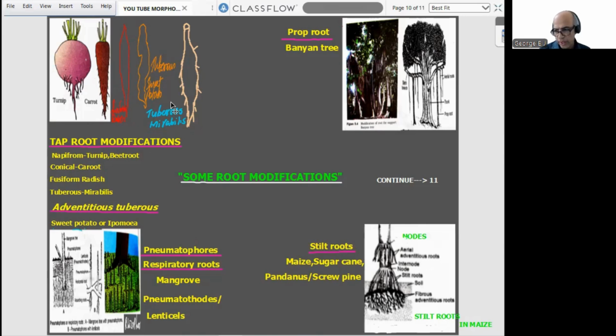I think these five are clear. Only this much. Next is prop root. Prop means support. If you observe a large banyan tree, you can find some roots hanging down like this. That is for support, and that is why it is called prop root. Only that much we need.